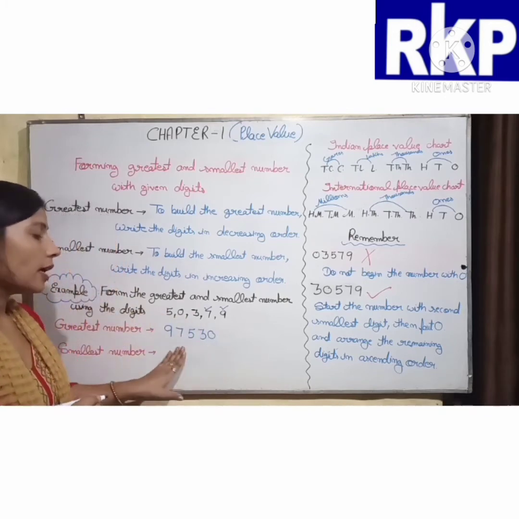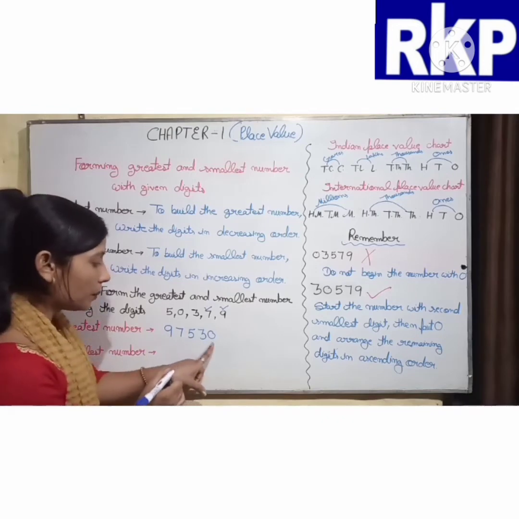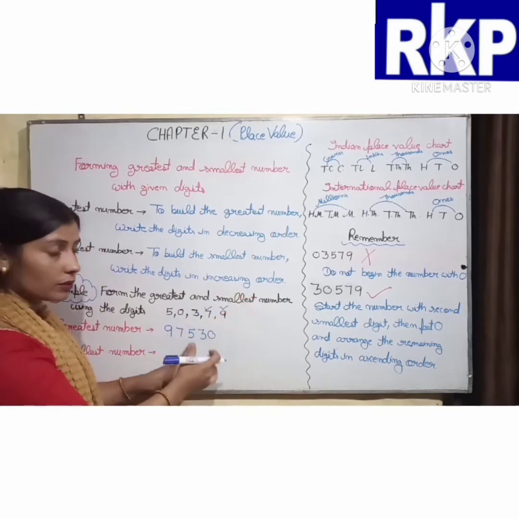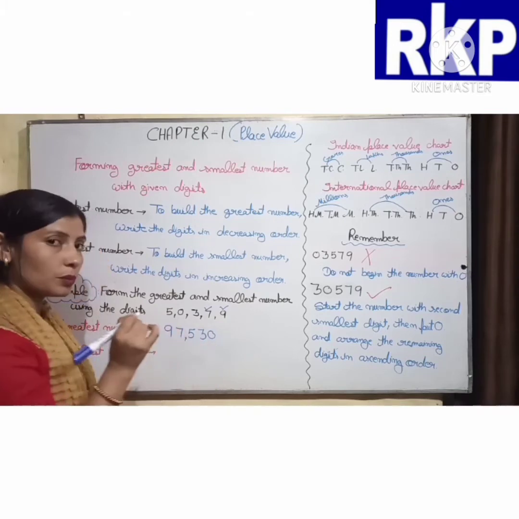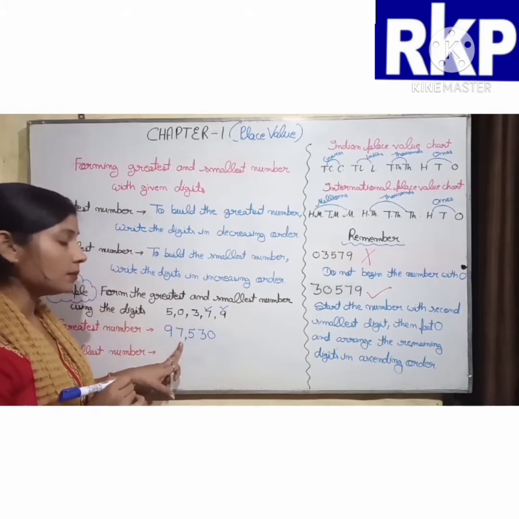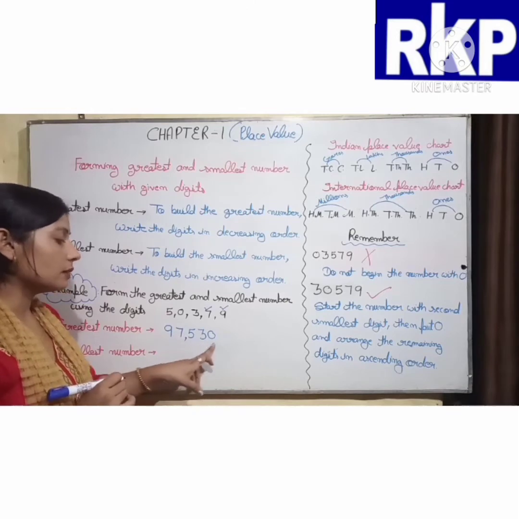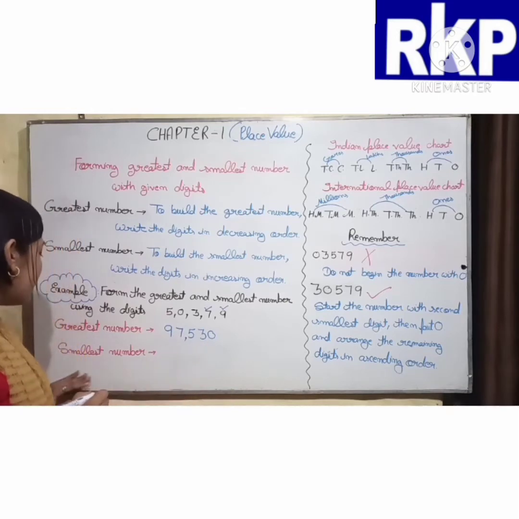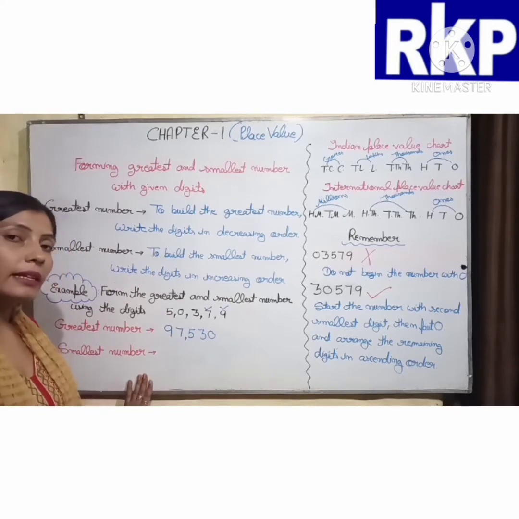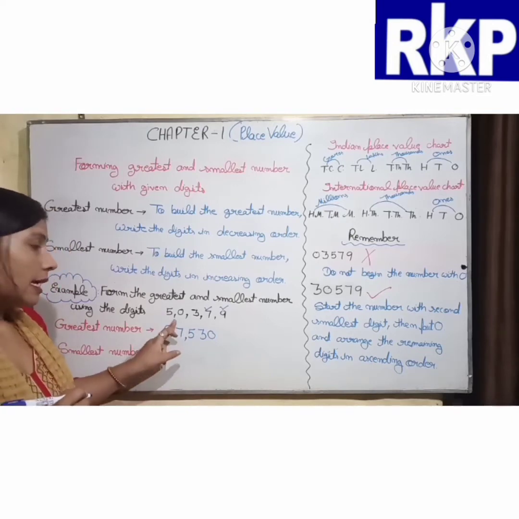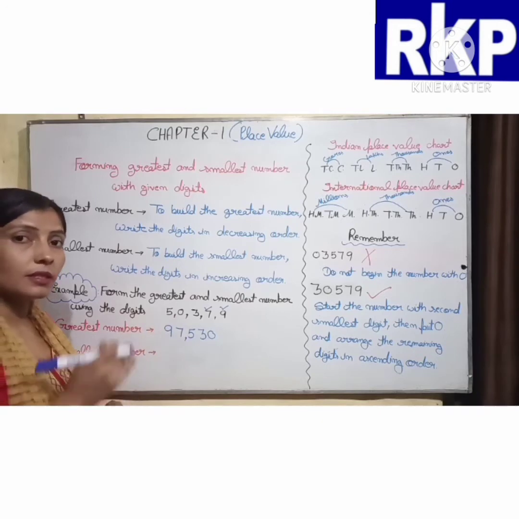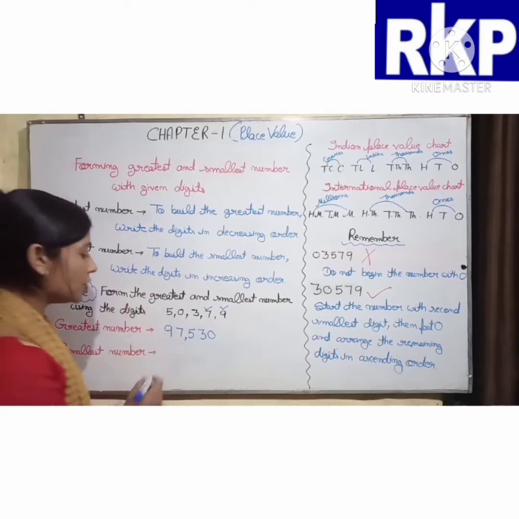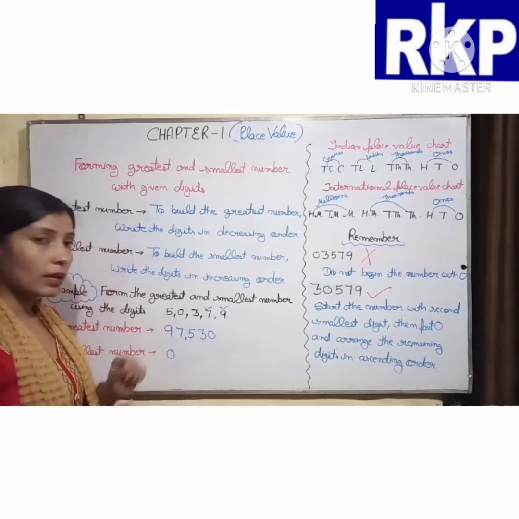Now we have to put commas. From the right side we have to leave 3 digits and then we have to put a comma. So 97,530 will be our answer. Now we have to write the smallest number. How can we write the smallest number beta? Yes, we have to write the smallest digit first of all. Means here we have to write 0. 0 is the smallest digit.